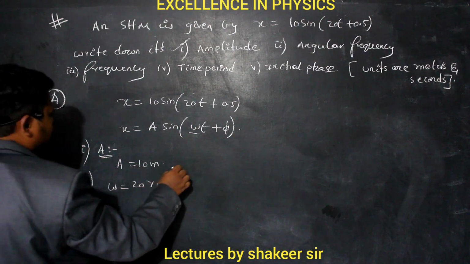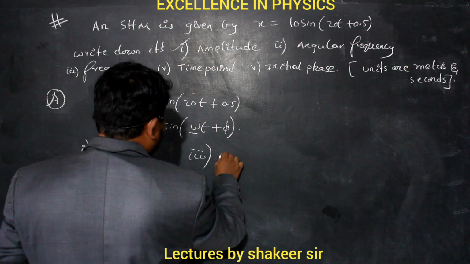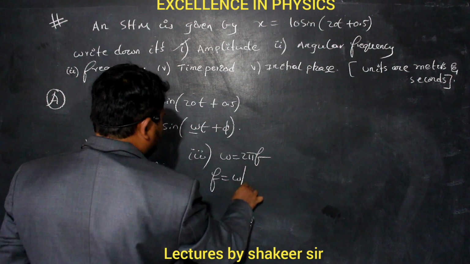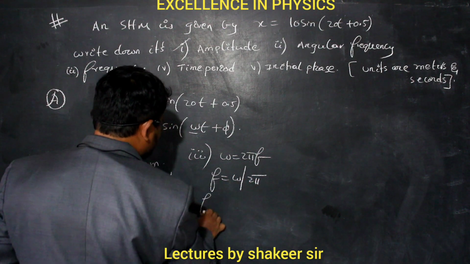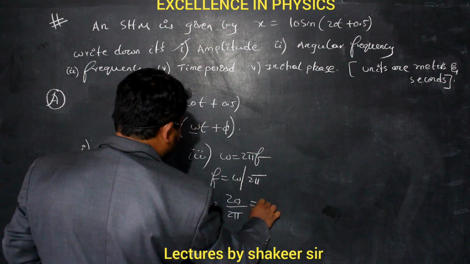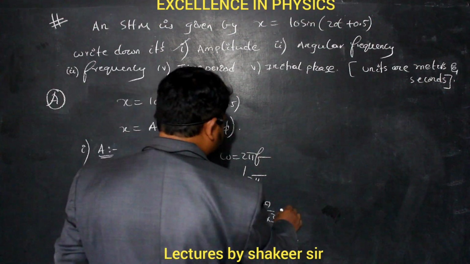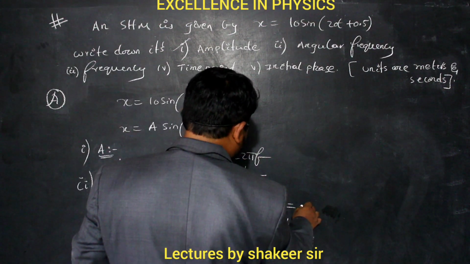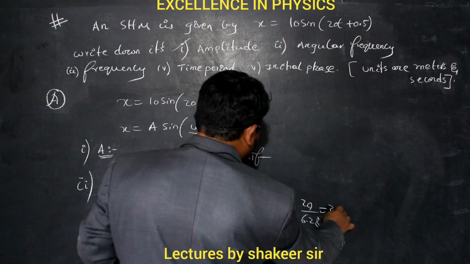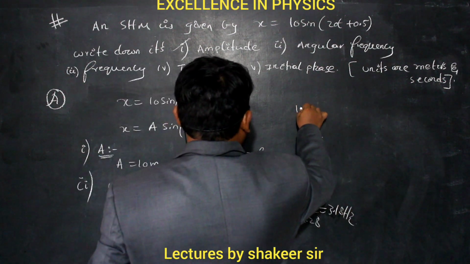Clear? And what is the third one he is asking? Third one is frequency. So omega is equal to 2π times f. Therefore f is equal to omega divided by 2π. So f is equal to 20 divided by 2 into π, where π value is 3.14. Therefore the answer is 20 divided by 6.28, approximately 3.18 hertz. Clear?